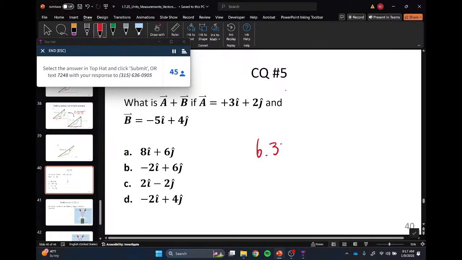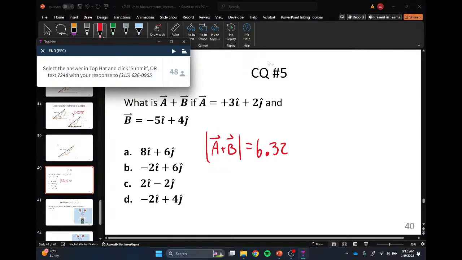The magnitude is 6.32. All right, so I'll give you all 10 more seconds, pick an answer, and then I'm going to close this one out so we can move to the last problem, and then we'll have a break, and then we'll start our lab. All right, in 5, 4, 3, 2, 1.